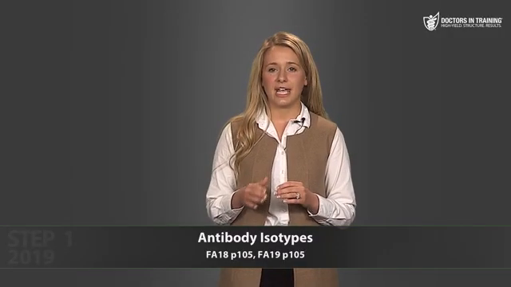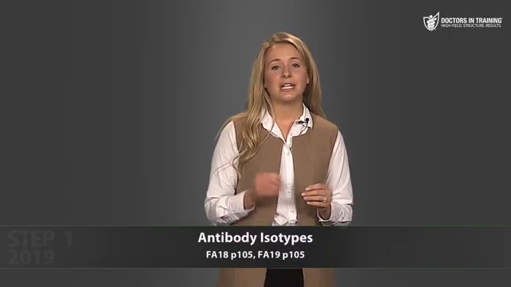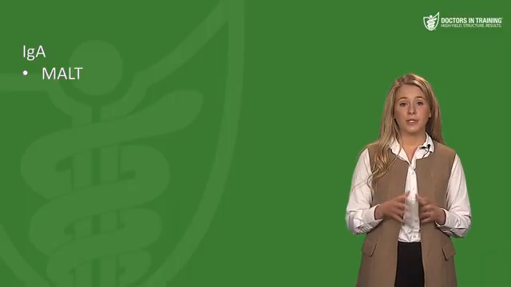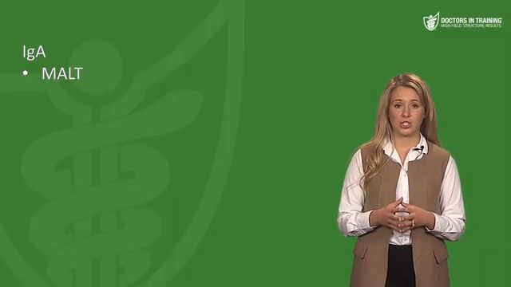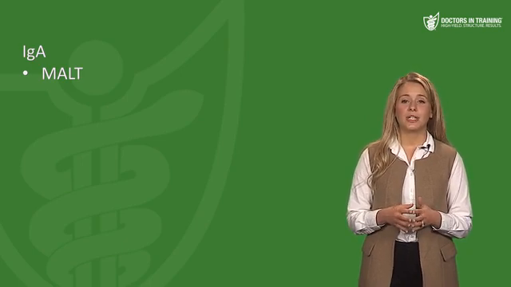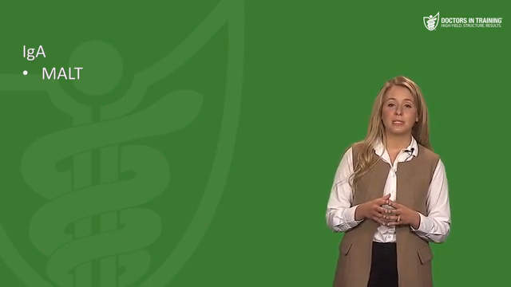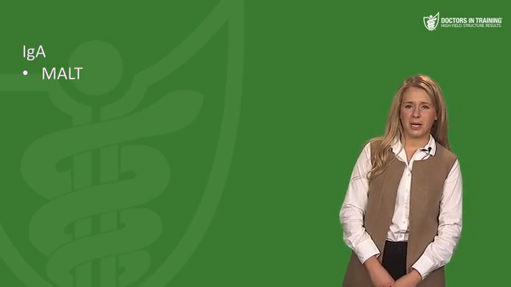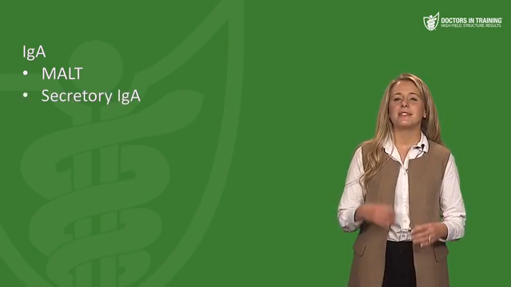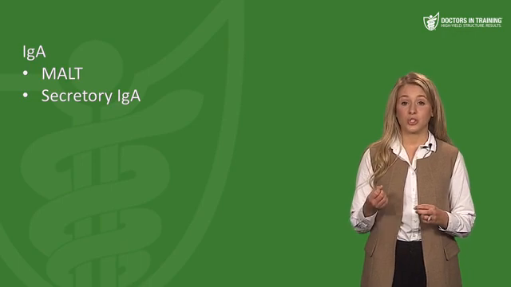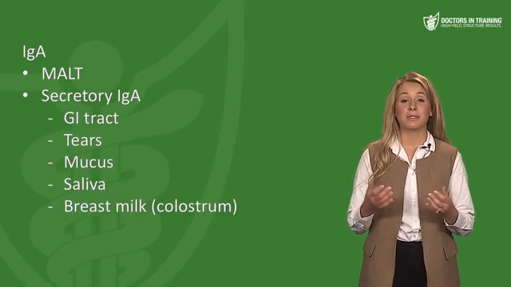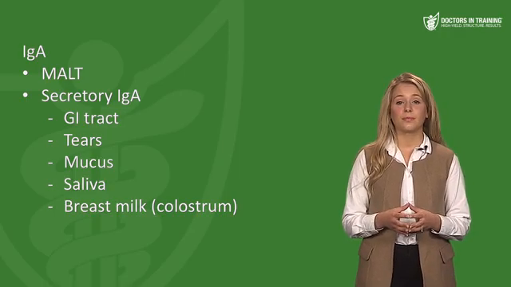Let's move on to IgA antibody. IgA antibody is the primary antibody that's secreted by MALT, the mucosa-associated lymphoid tissue. IgA secreting plasma cells are found in the mucous membrane and along the GI tract. IgA exists as a monomer in circulation, but the secretory IgA, which is secreted by the GI tract, in tears and mucus, saliva, breast milk, or colostrum.